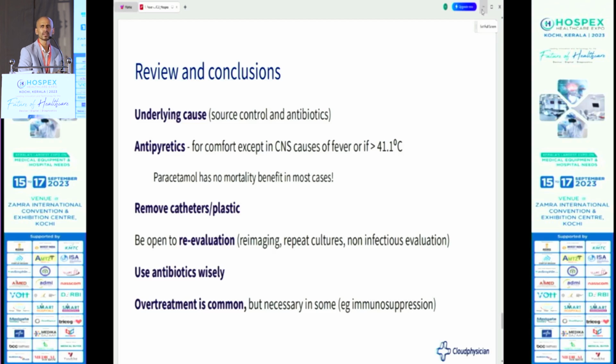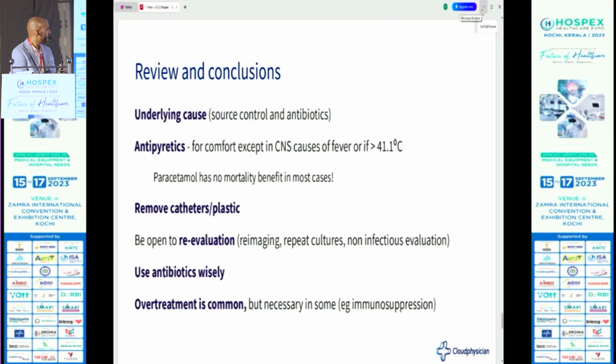Just briefly, if the line can be removed and replaced, that is a recommended strategy. Let's say in onco patients where you have a central line that's indwelling and you need it for chemotherapy, you can institute things like lock therapy, where you can instill the catheter with an antibiotic to just buy yourself time.